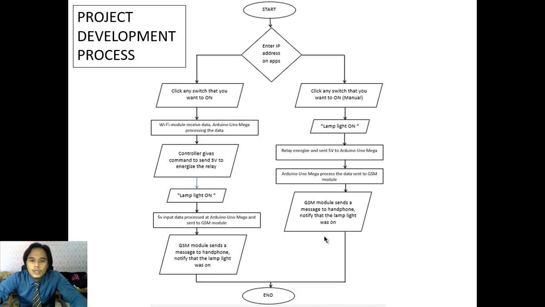So for the manual, as you can see, it is like normal, just toggle the switch on and the lamp is on. And for the phone, on the app, you just key in any switch that you want to turn on, and the Wi-Fi module will receive the data. Arduino Mega will process the data, and the controller will give a command to send 5 volts to energize the relay. The lamp will light on, and then it will send a message back to the phone that the lamp was on.